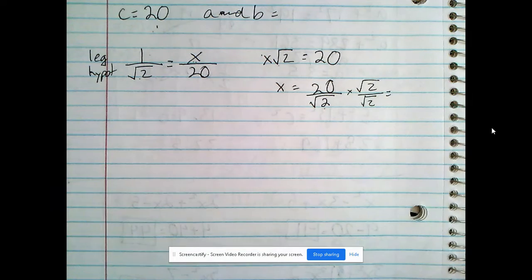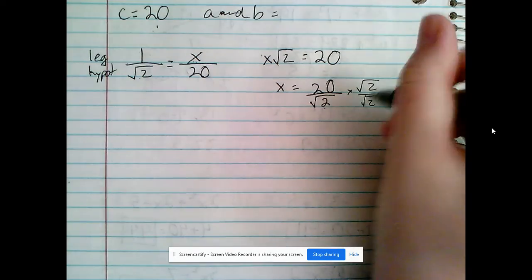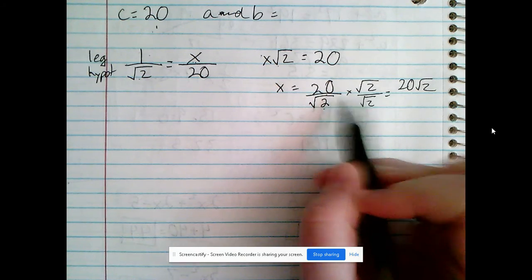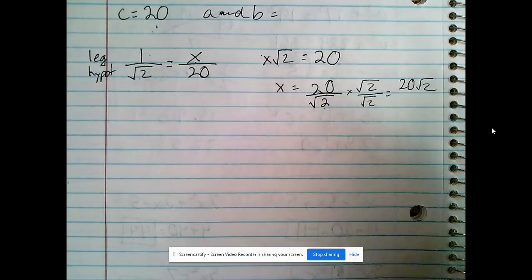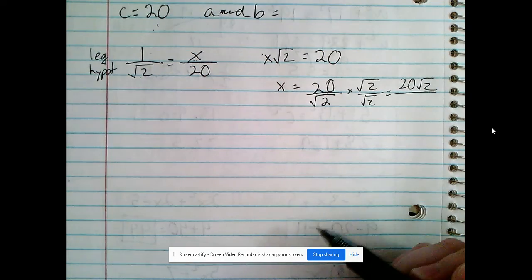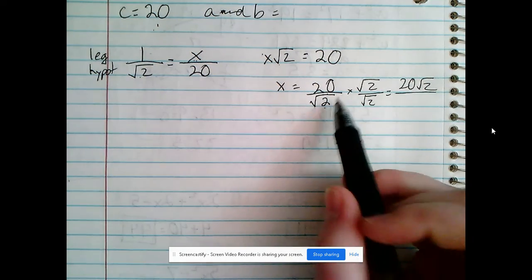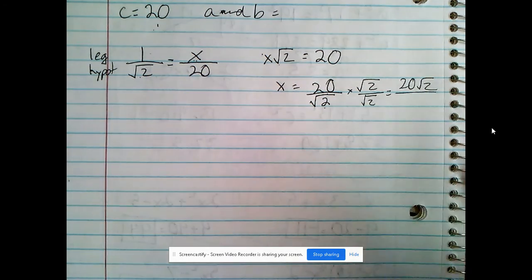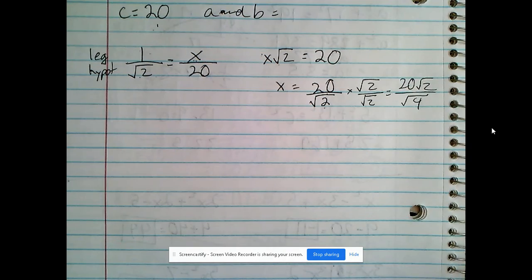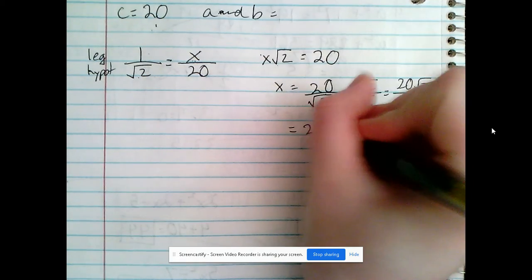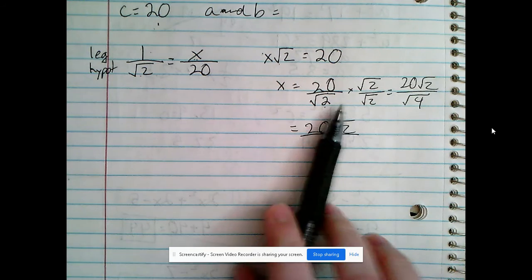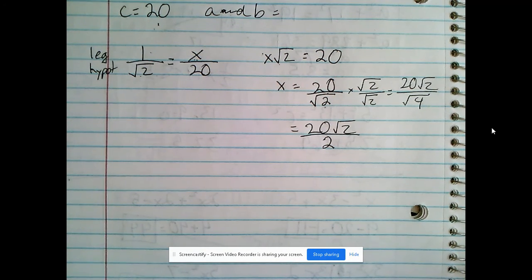Now when you multiply, you multiply straight across. So on top, we're going to have 20 root 2. Outside numbers stay outside, inside numbers stay inside. On the bottom, when we multiply these two, we're going to get the square root of 4, because we're multiplying the two inside numbers, because 2 times 2 is 4. And what is the square root of 4? The square root of 4 is 2.